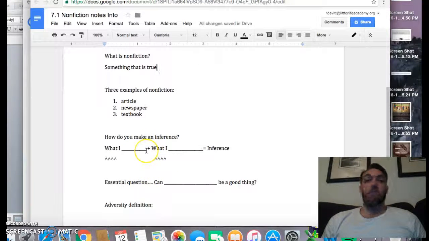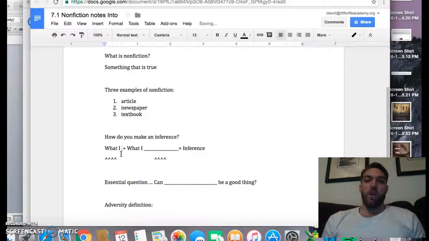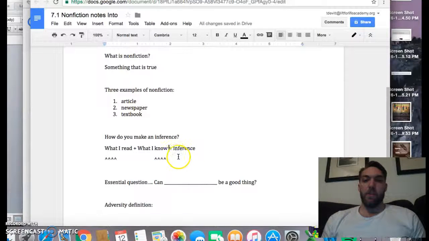Okay. How do you make an inference? This is the same thing that you guys learned for our last unit objective. So you take what I read plus what I know. And when you put these two things together, you get your inference.